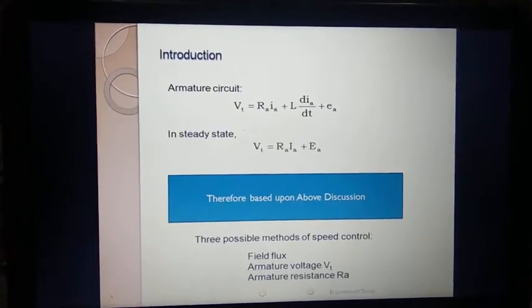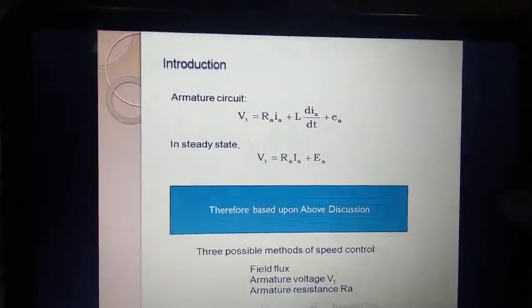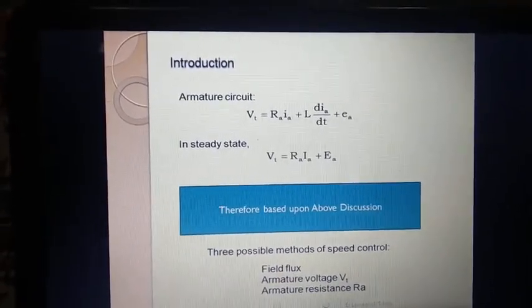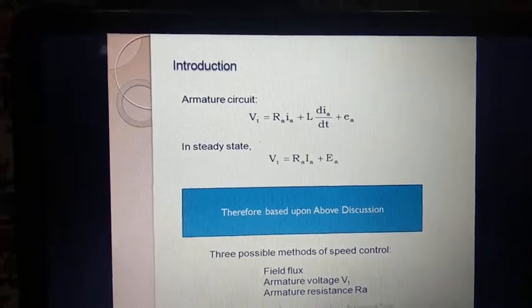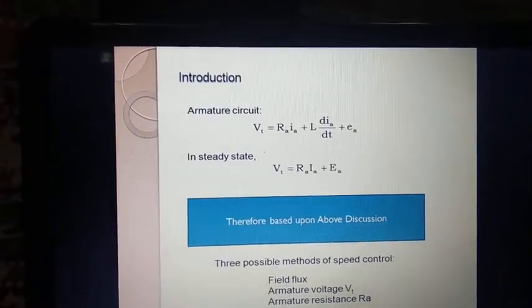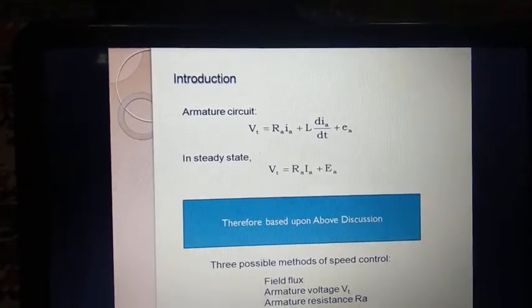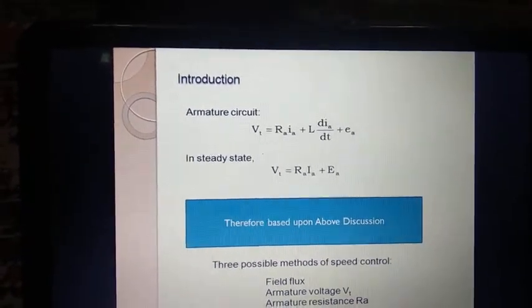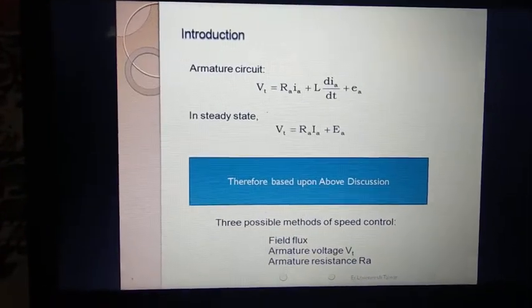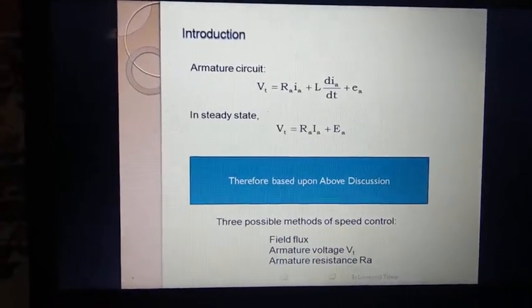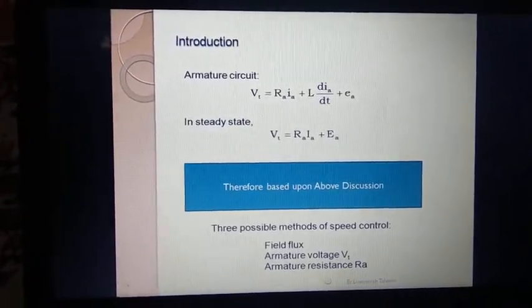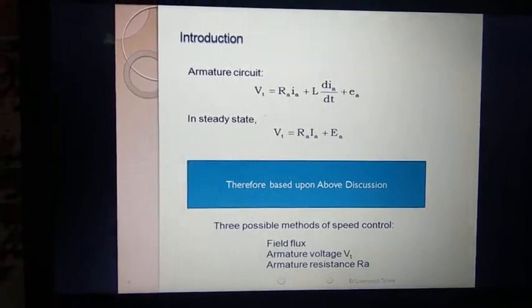Continuing, the first equation is Vt equals Ra Ia plus La dIa/dt plus Ea, which is the equation for the armature circuit, whereas in steady state Vt is equal to Ra Ia plus Ea. Based on the above equations, there are generally three possible methods to control the speed of the motor: number one is field flux, number two is armature voltage, and number three is armature resistance.